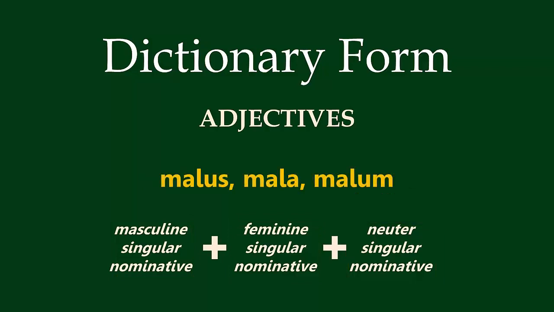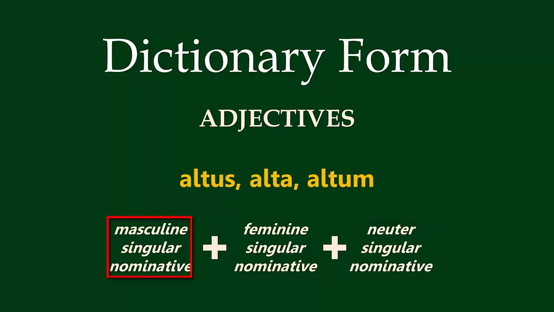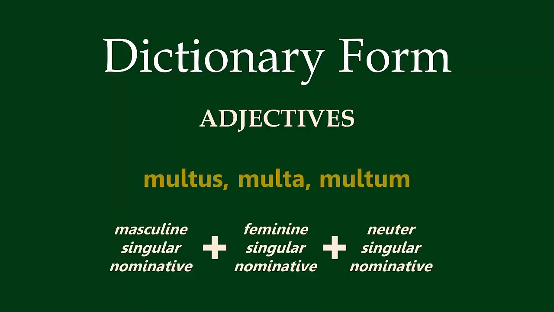For malus, the dictionary form would be malus, mala, malum. How about altus? That's right. Altus, alta, altum. Now, you might sometimes see the dictionary form abbreviated. In other words, instead of writing down multus, multa, multum, a dictionary might simply write multus-a-um. And that's fine.